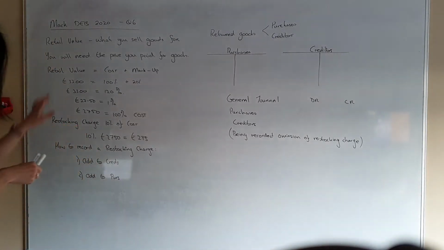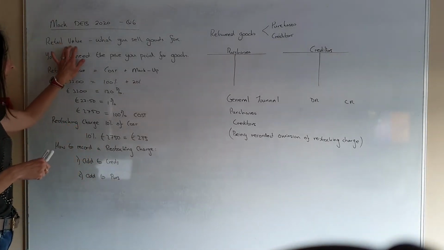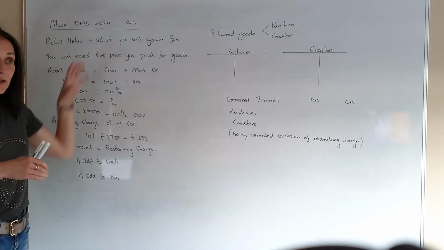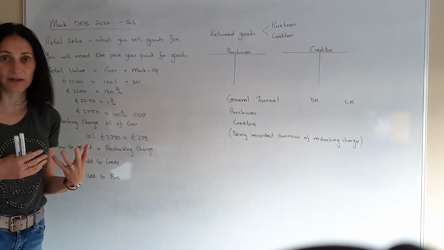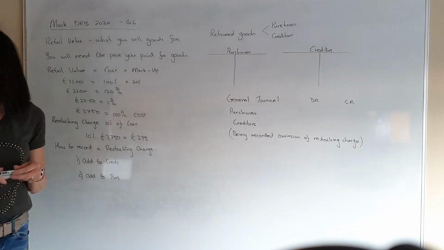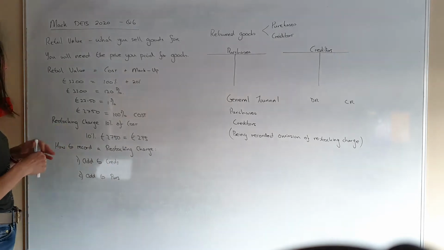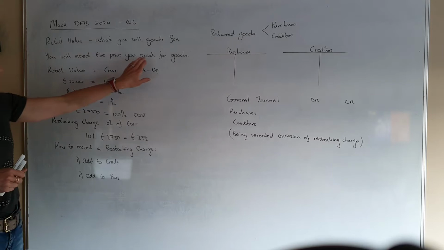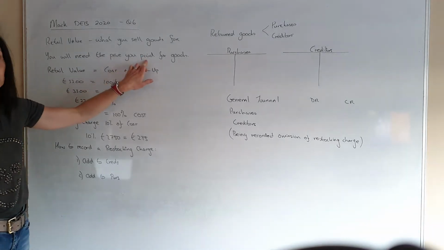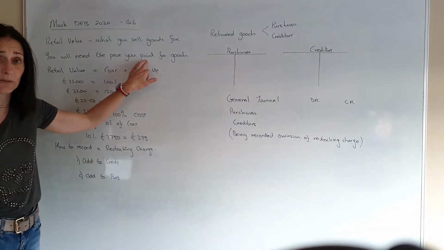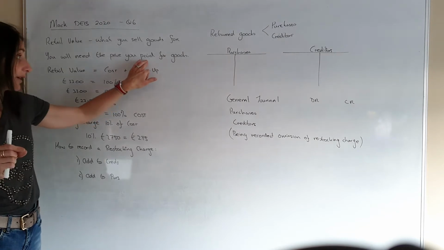So just first of all, what does retail value mean? It's what you sell the goods for. So again, you wouldn't use retail value unless you were selling. Now this said that they were returned. So the first thing is you need the price that you paid for the goods. So that's problem number one. Without even reading the rest of the question, go find out how much you actually paid for the goods.